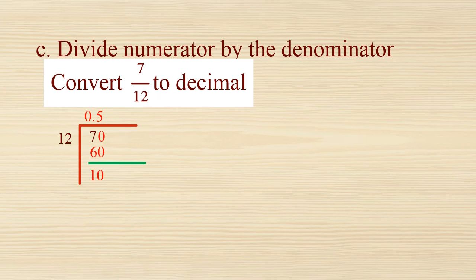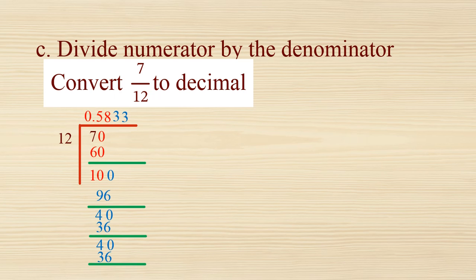So 12 cannot go into 10. Since we already put the point, we just add 0 and make it 100. And 12 can go into 100 8 times, and 8 times 12 is 96. When you subtract, you get 4. 12 cannot go into 4, so you add 0. 12 into 40 is 3 times, and 3 times 12 is 36. When you subtract, you get 4 again, you add 0, you get 40. 12 into 40 is 3 times, 3 times 12 is 36, and you subtract, you get 4.